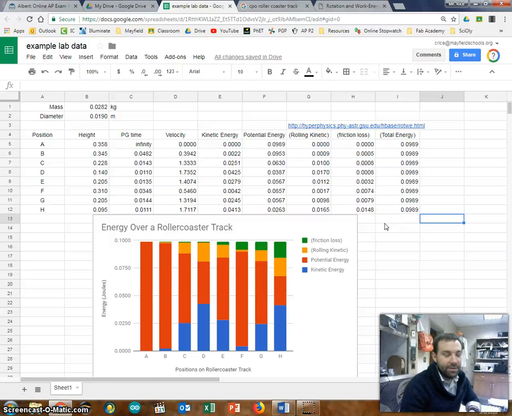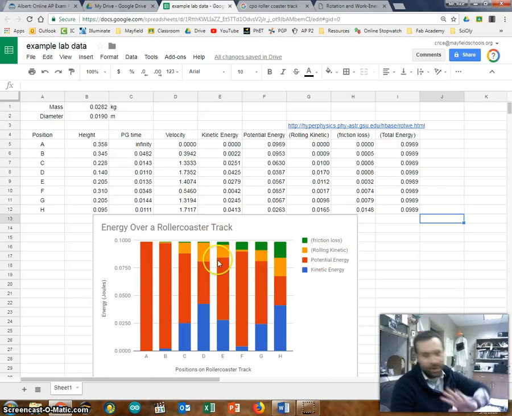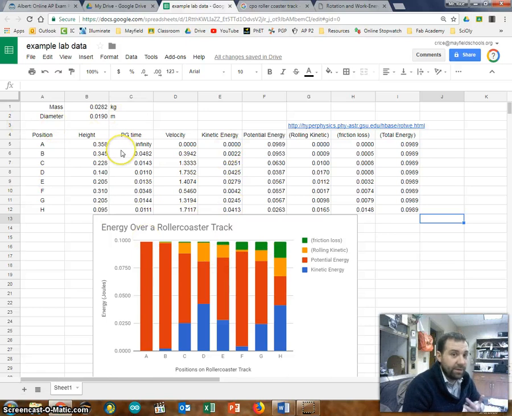Hey, Rice here. Today we're going to take a look at how to make a graph like this one from your Rollercoaster lab data. And from that point, we're going to see how energy plays out over the course of the lab. First thing you'll need is a table filled out like this, and we'll go over how to build that table real quick. And then we'll look at how to build the graph.